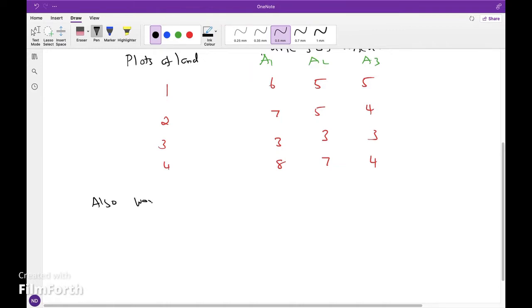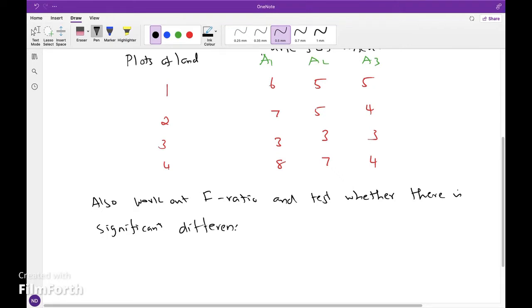Also work out the F ratio and test whether there is a significant difference among the average yield in the 3 varieties of wheat.